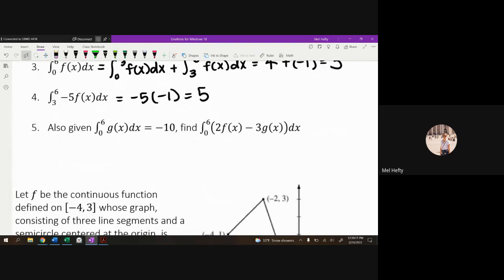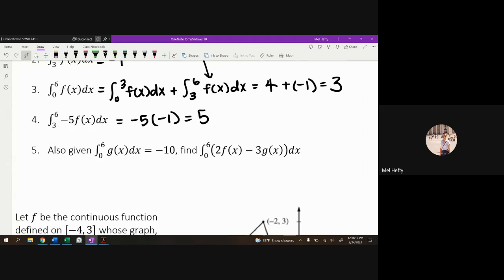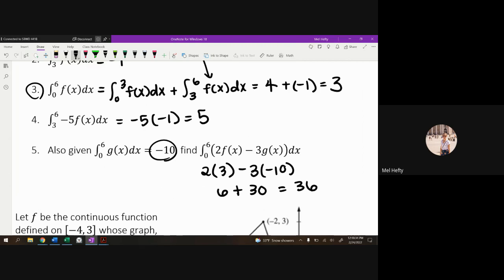36. That's what I got. All right, so looking at this one, what could I steal for the f of x? I'm going to steal the answer from number 3 probably. So 2 times my answer from number 3, which was 3, minus 3 times what they gave me right here, which is negative 10. So that's 6 plus 30, which is indeed 36. They have put a lot of these on the multiple choice practice that they put out recently. So just take it step by step.